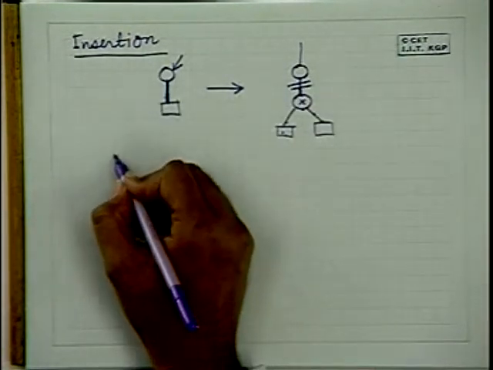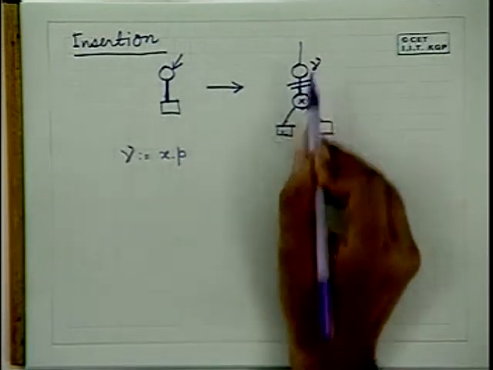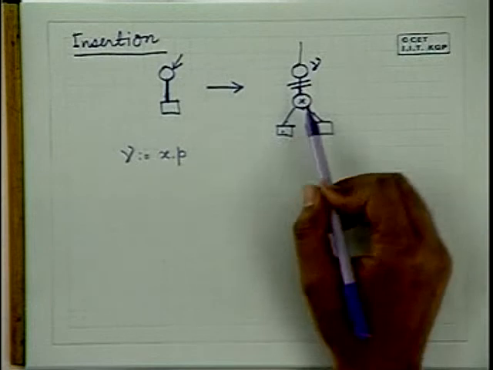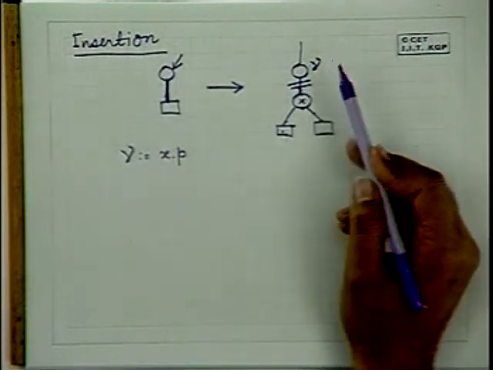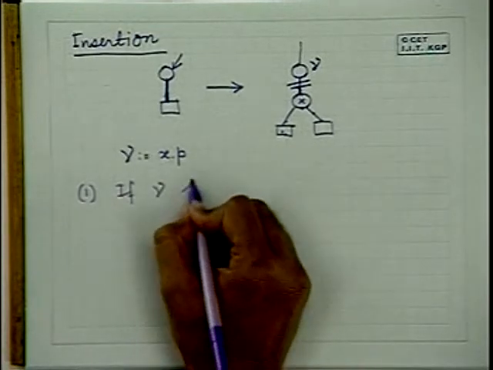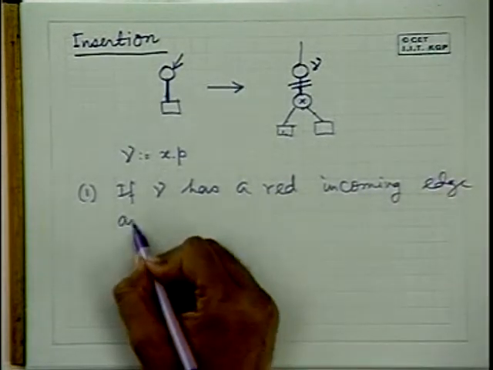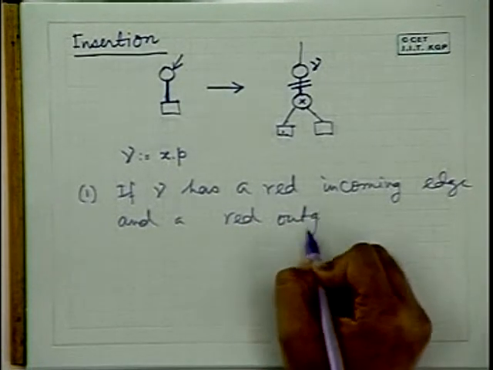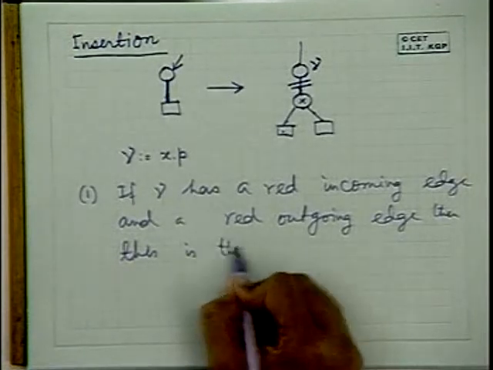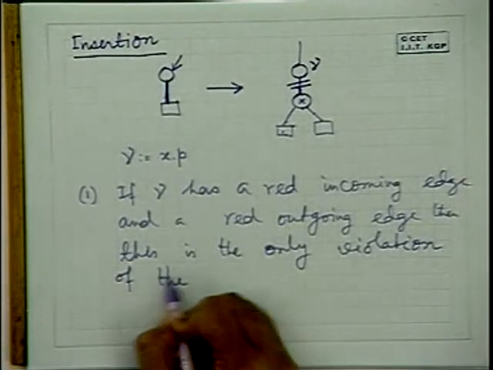Let me use some notation. I will be using mu as x dot t. So basically this will be our nu. Correct. You will see we may have to move all the way up to the root, taking care of all these three properties every time. The only violation will be this one: if mu has a red incoming edge and a red outgoing edge, then this is the only violation. You cannot violate any other red-black property.